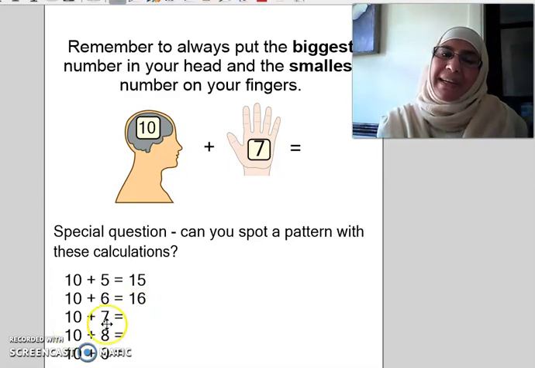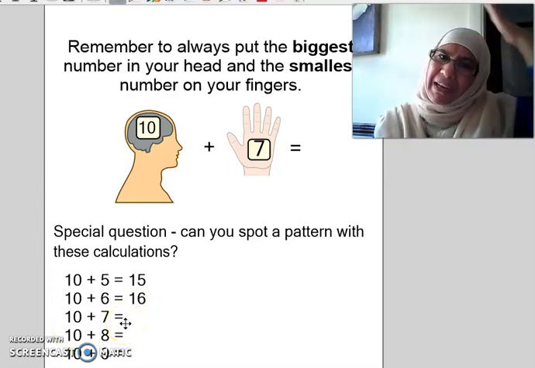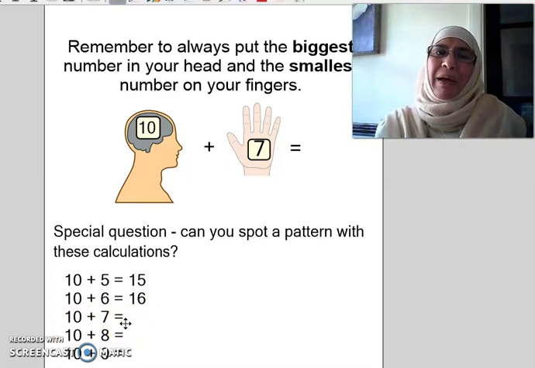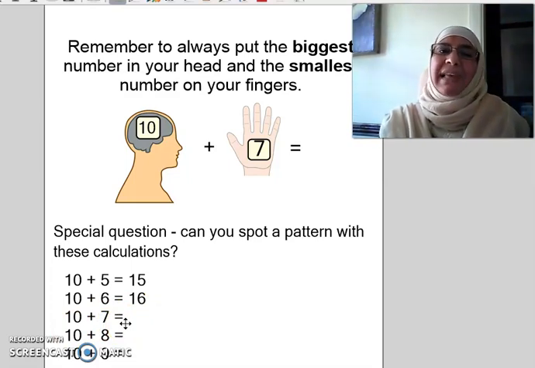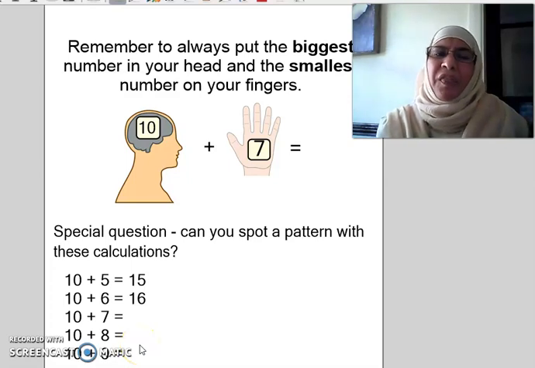So what do you think 10 add 7 would be without using your fingers? Can you just use your head and think about the pattern? 10 add 7 would be, did you say 17? Well done. So we've got 15, 16, 17. What do you think the next answer will be? 10 add 8 equals 18. 10 add 9 equals 19. Can you see the pattern?